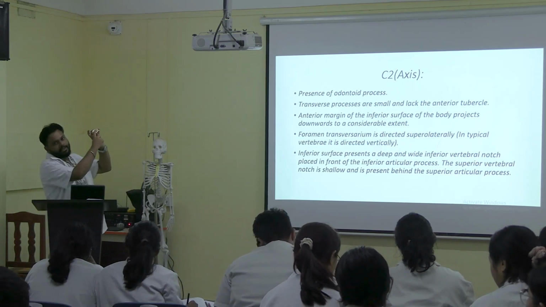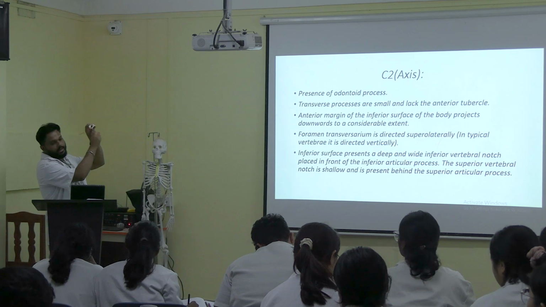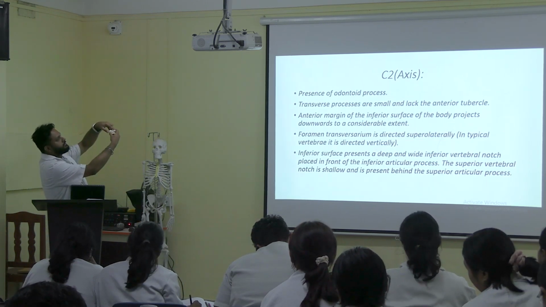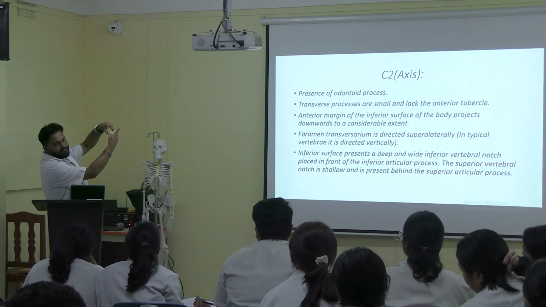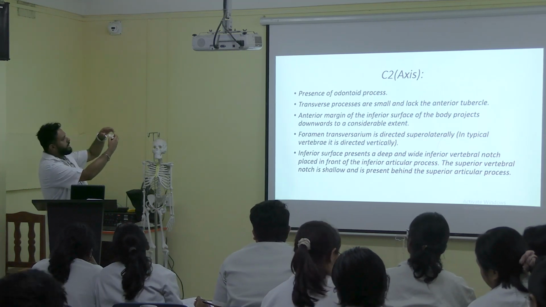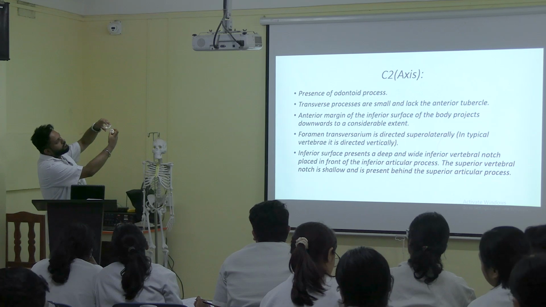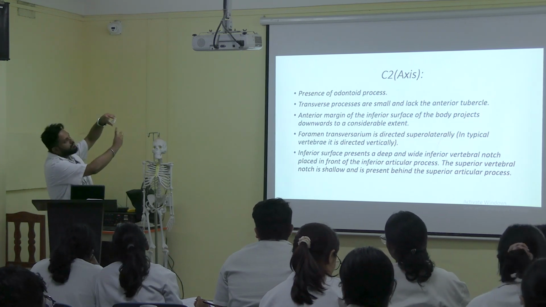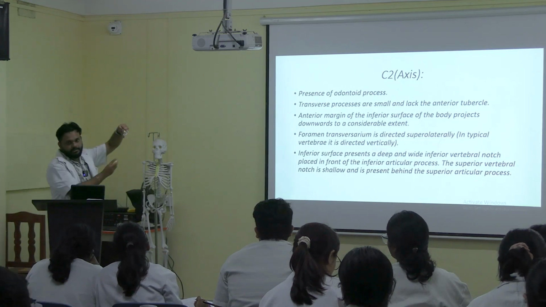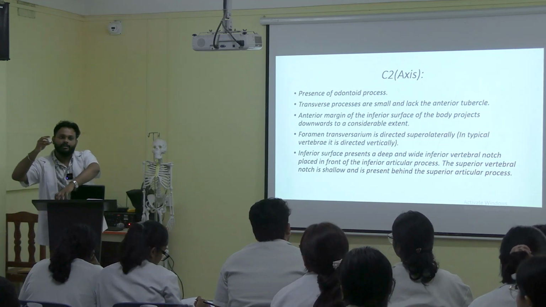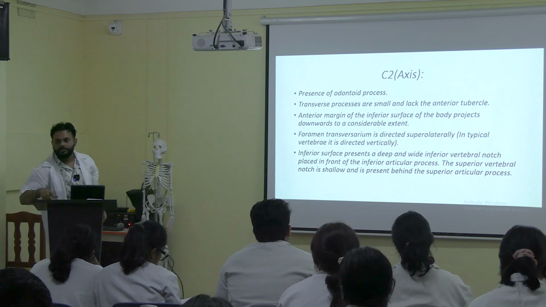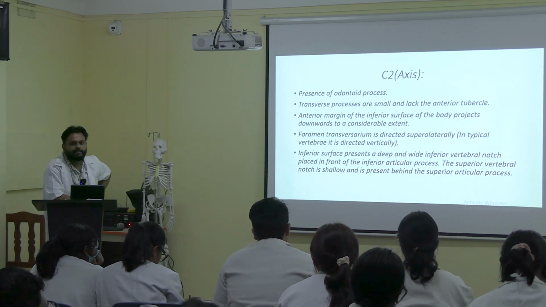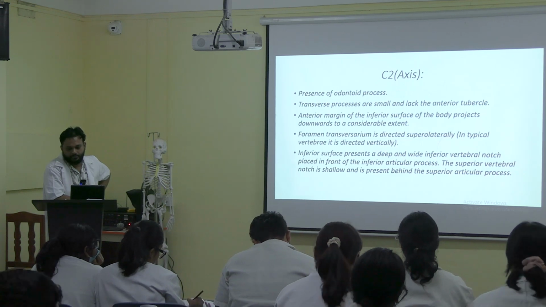It was the facet for dens, right? They attach to each other like this. Okay? Like this. This was the facet for dens. That is the dens or the odontoid process. Odontoid process. Okay? Transverse processes are relatively small and lack the anterior tubercle.